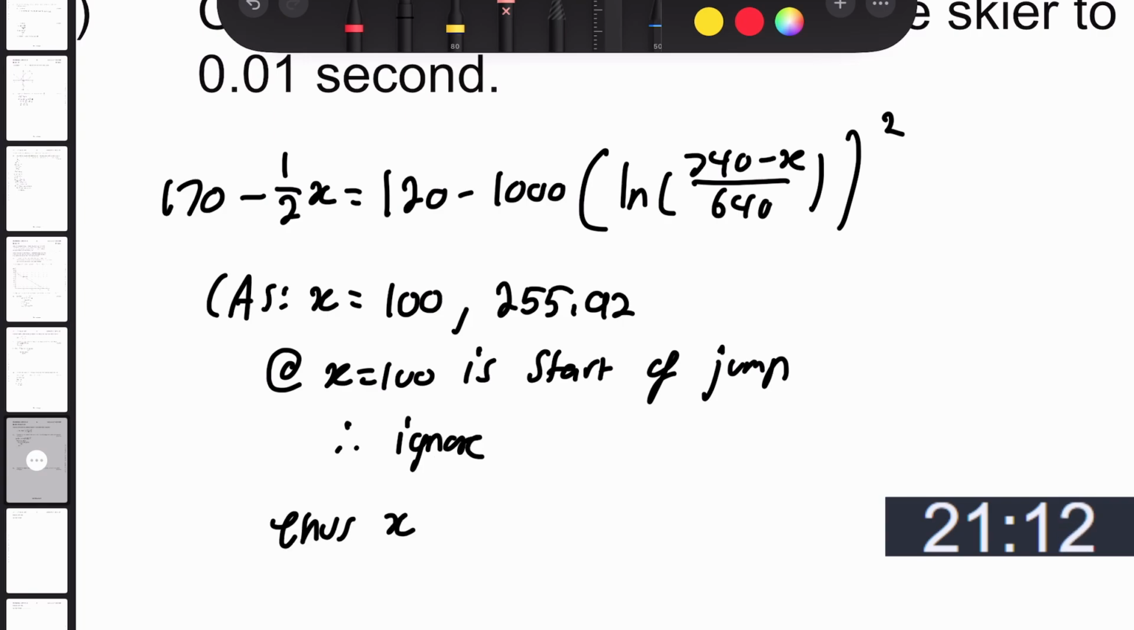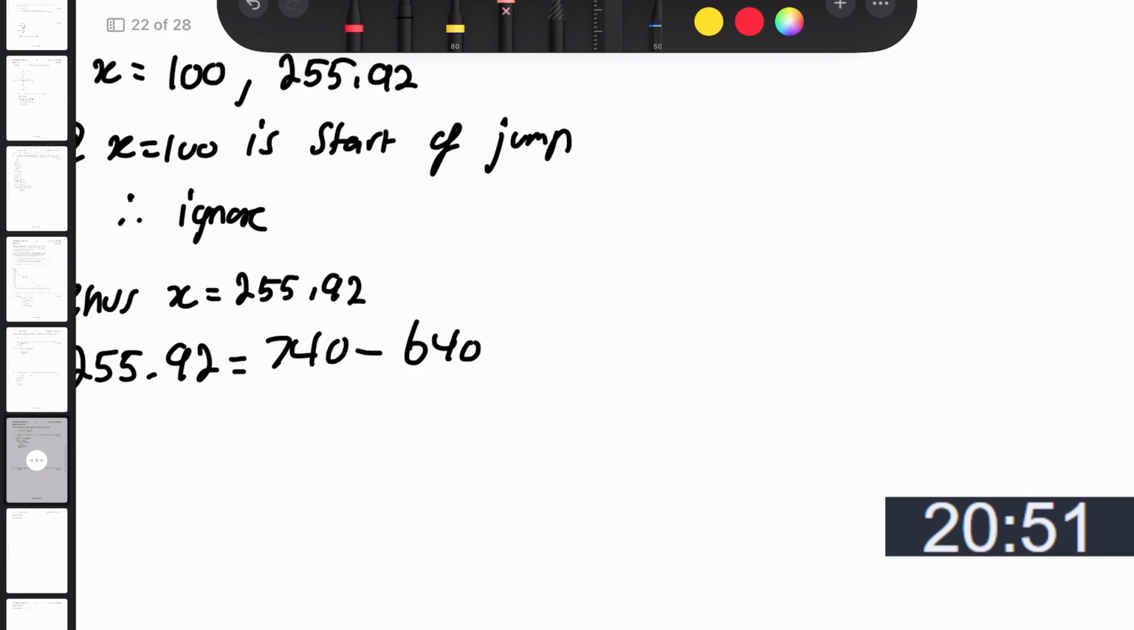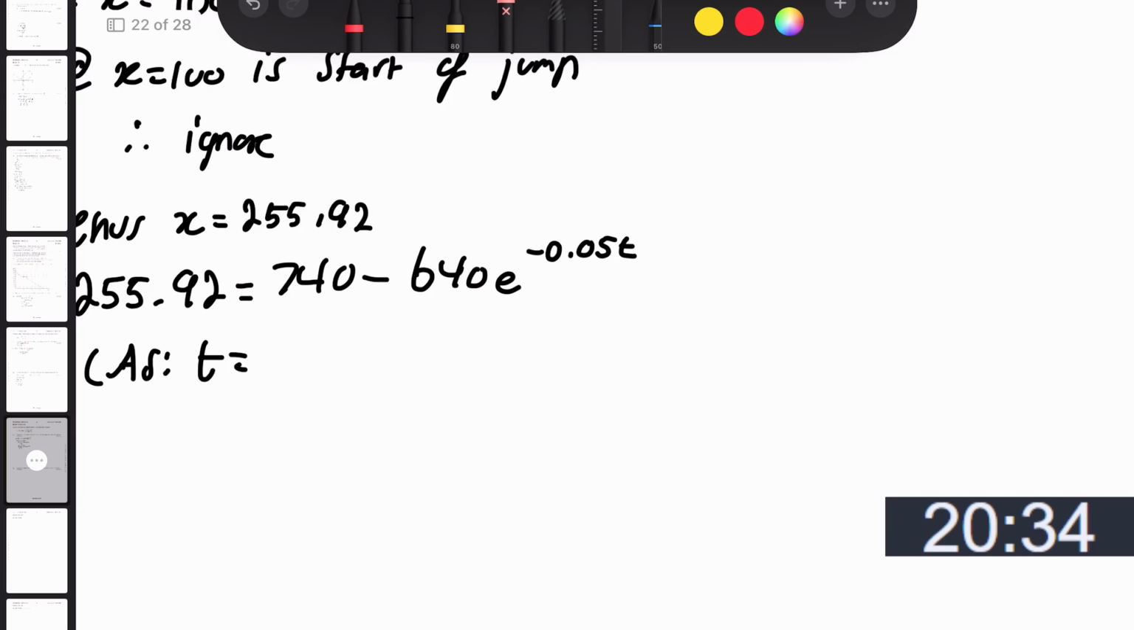Thus they will collide at 255.92. So then x of t: 255.92 is equal to 740 minus 640e^(negative 0.05t). I'm surprised I remember this. Solving again, t is equal to 5.58 seconds.